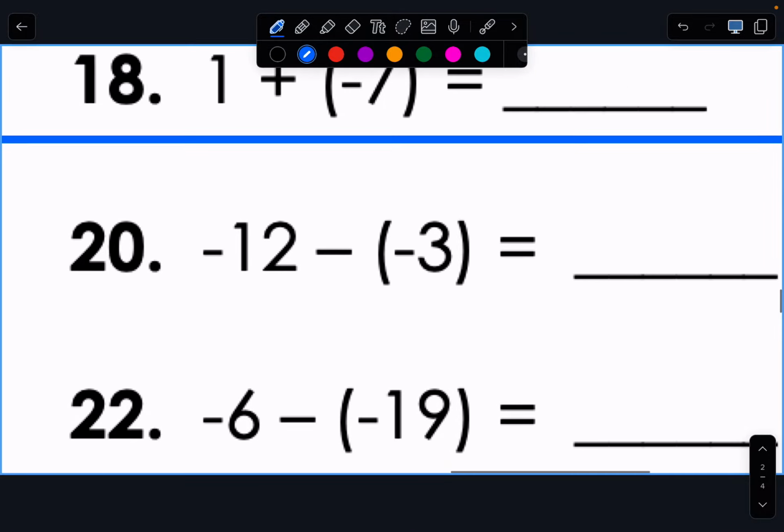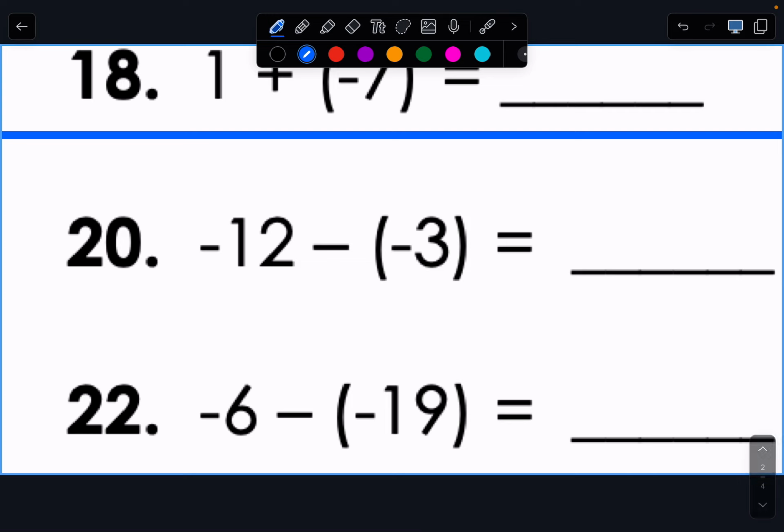Okay. In number 20, we have -12 minus -3. So since it's subtraction, we're going to add the opposite. So now we have -12 plus a +3. What does that leave for us? -9? Is that what you said? I couldn't tell because you're here. Have some confidence.